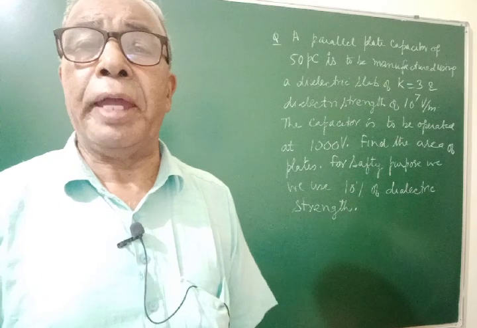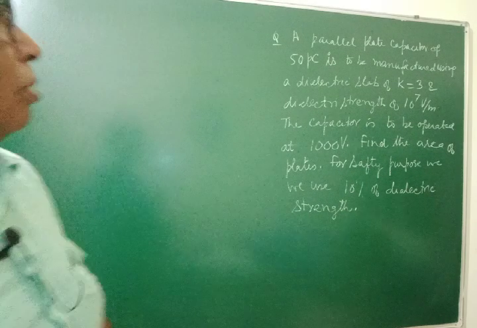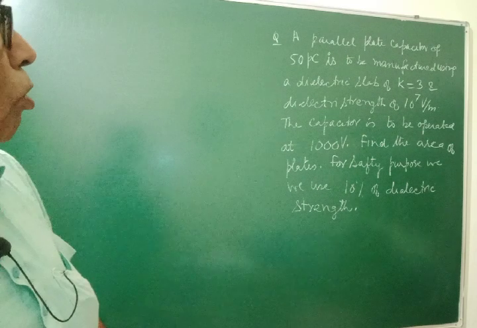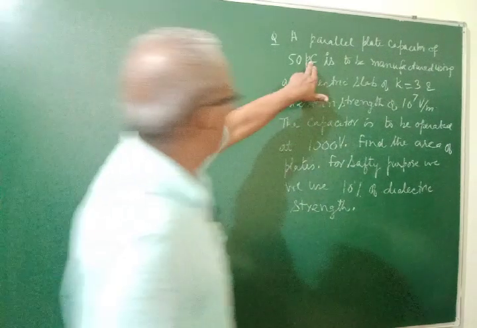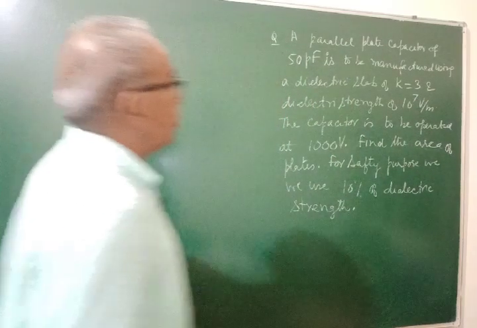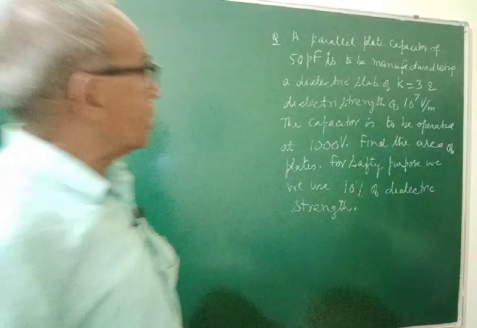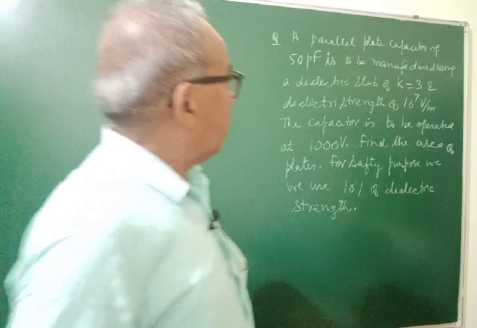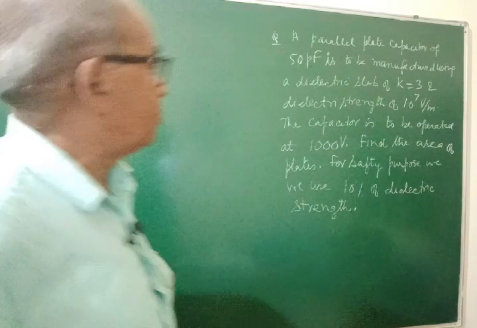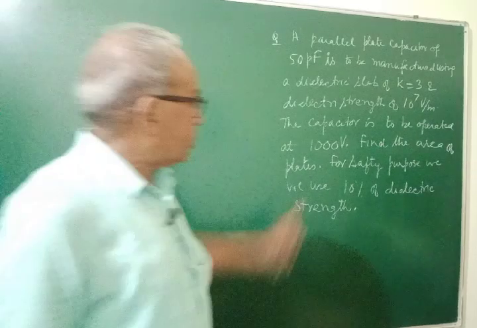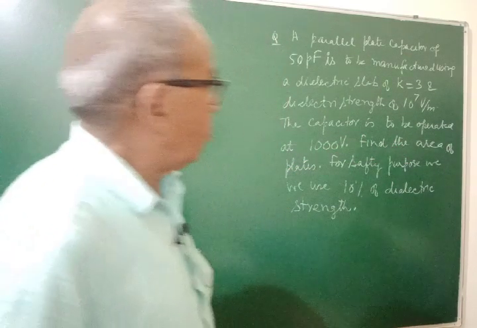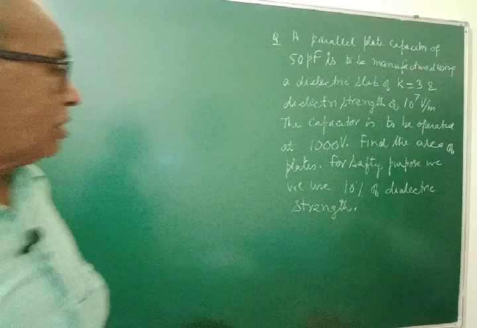Yes, dear students, again I have written a question on the board. A parallel plate capacitor of 50 picofarad is to be manufactured using a dielectric slab of K = 3 and dielectric strength 10 to the power 7 volt per meter. The capacitor is to be operated at 1000 volt. Find the area of the plates.